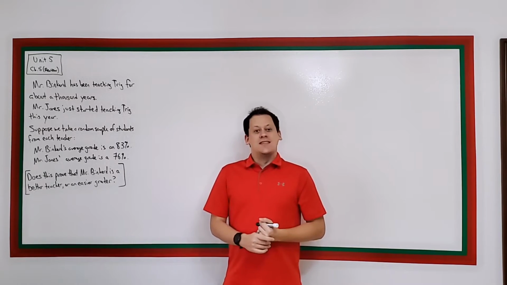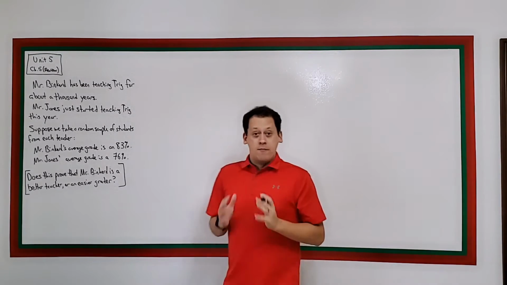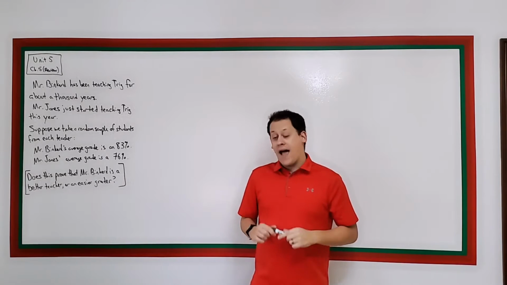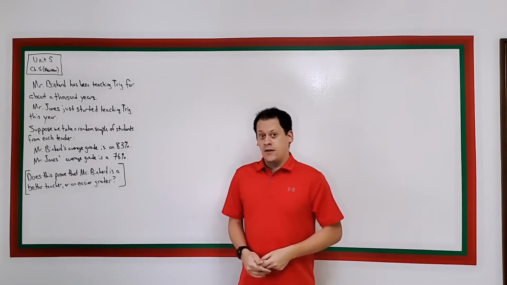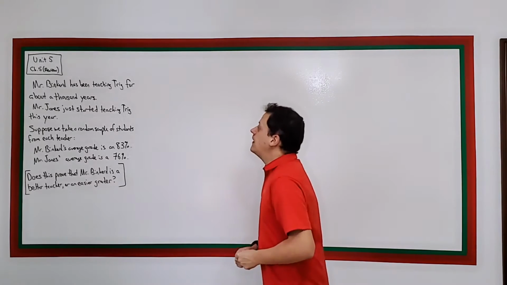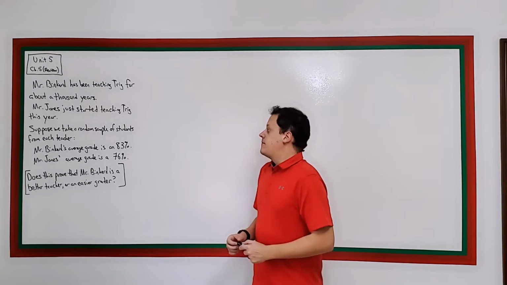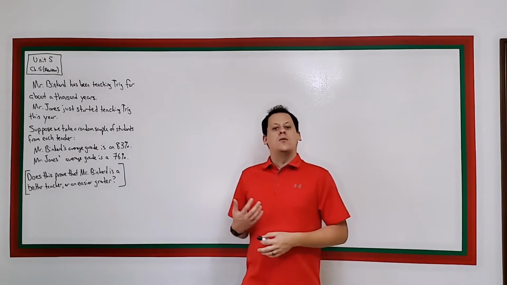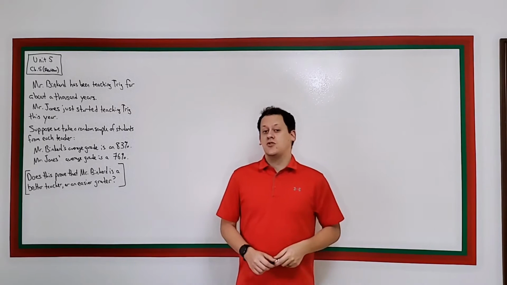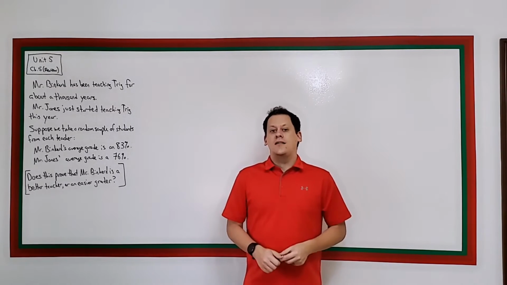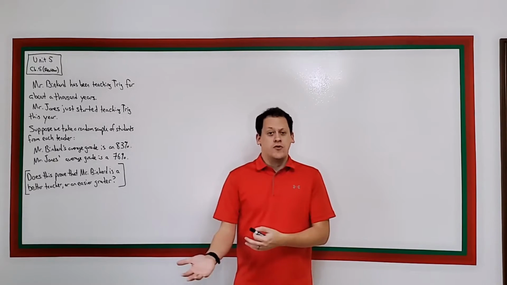So let's start with this example here. Mr. Binkard has been teaching trig for about 1,000 years. I have that on good authority. He's actually a demigod. He's been around for a long time. Mr. Jones just started teaching trig this year. So let's say we take a random sample of students from each of those two teachers, and we calculate the average trig grade for both of those teachers.